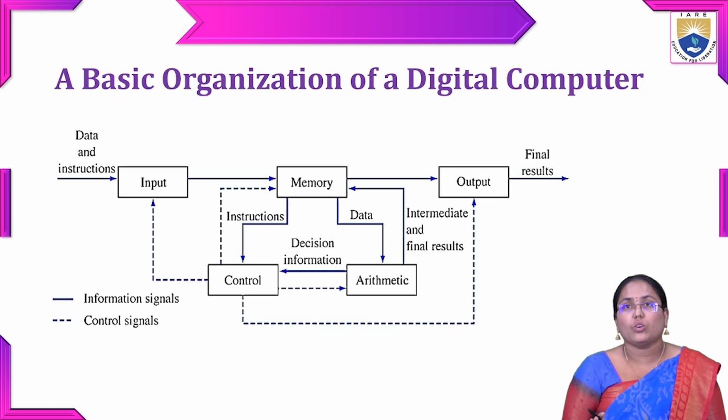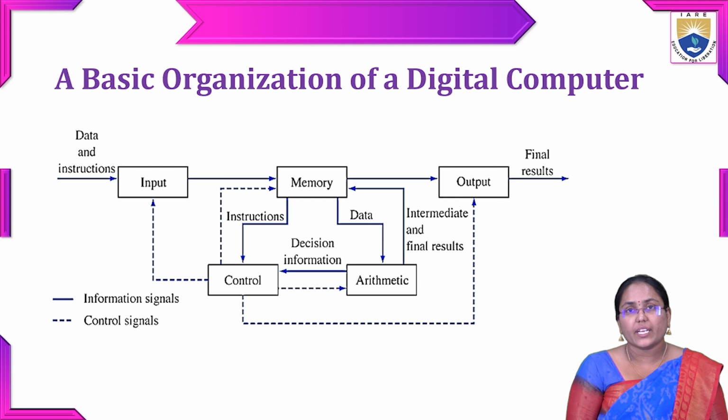So this is a basic organization of a digital computer. First, definitely the input has to be given to a particular system. The system can consist of anything. Here, for example, it consists of memory, control and arithmetic ALU unit. Basically, a CPU consists of all these units, that is memory unit, control unit and arithmetic logical unit.